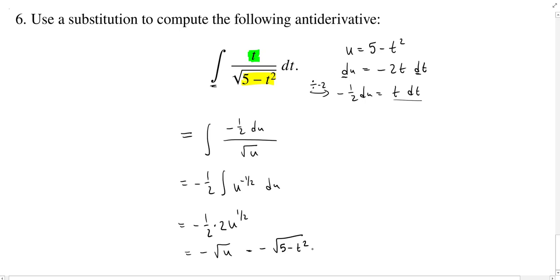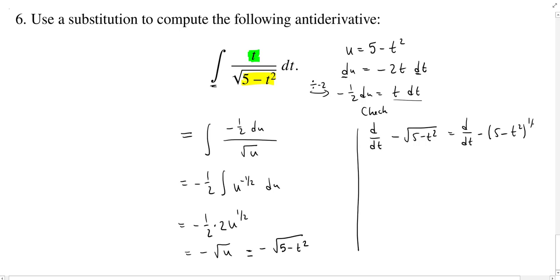All right, if we wanted to check this, and heck, might as well, if we wanted to check that we have the correct antiderivative, right, we just take the derivative. So let's take the derivative with respect to t, right? This is our check of negative root 5 minus t squared. Well, again, I don't like the square root sign. So let's rewrite this as negative quantity 5 minus t squared to the 1/2. When I take the derivative, first the half comes down. I get negative 1/2, 5 minus t squared to the subtract 1, negative 1/2.